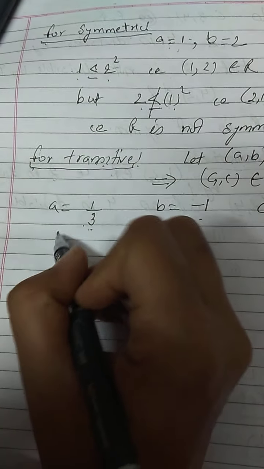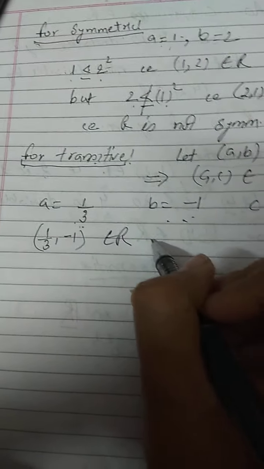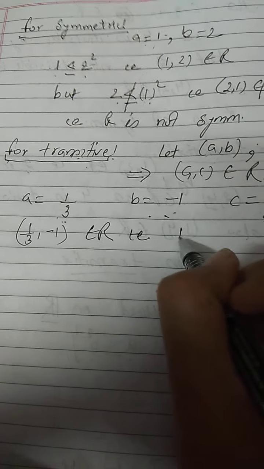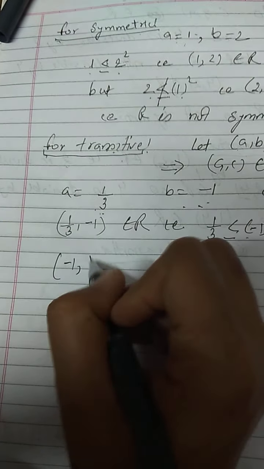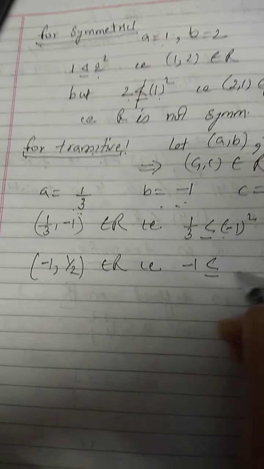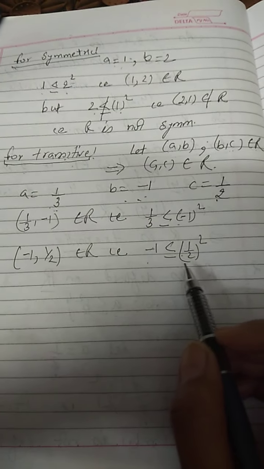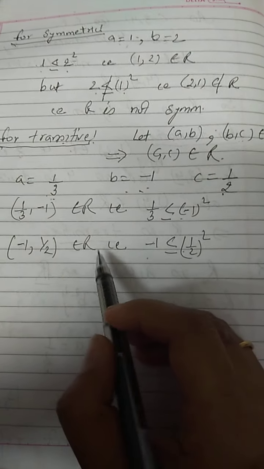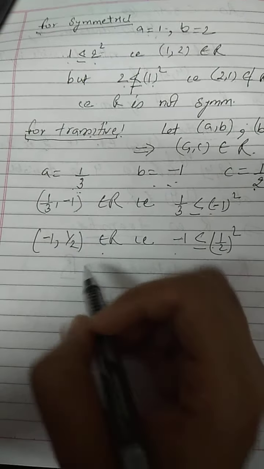So here I am writing 1 by 3 comma -1 belongs to R, that is 1 by 3 is less than equal to -1 square. I hope it is clear. And the second is -1 comma 1 by 2 we have taken belongs to R. What does it mean? Minus 1 is less than equal to 1 by 2 square. I hope it is clear. This is the relation given already and we are not supposed to forget that relation. So we have to show that. Okay. So 1 by 3 comma minus 1 belong to R, minus 1 comma 1 by 2 belong to R.